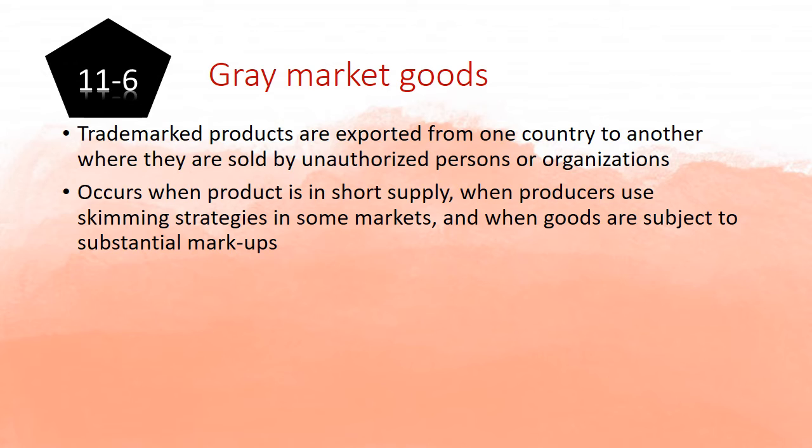Gray market goods. Gray market goods are trademarked products exported from one country to another where they are sold by unauthorized person or organization. This market occurs when product is in short supply, when producers use skimming strategies in some markets, and when goods are subject to substantial markups.